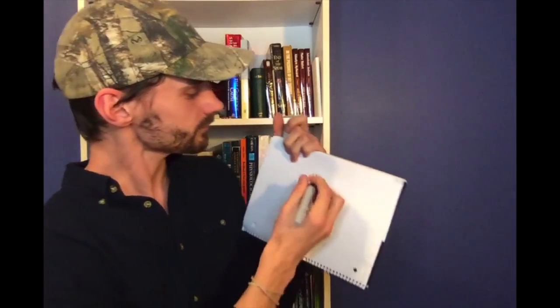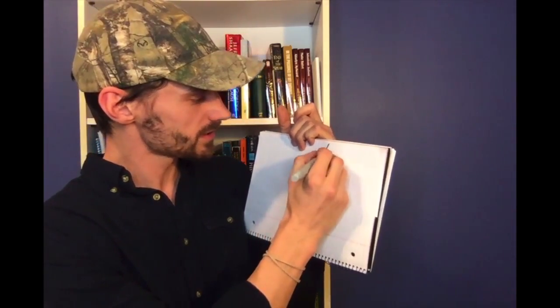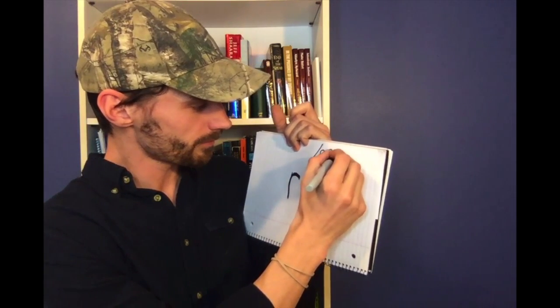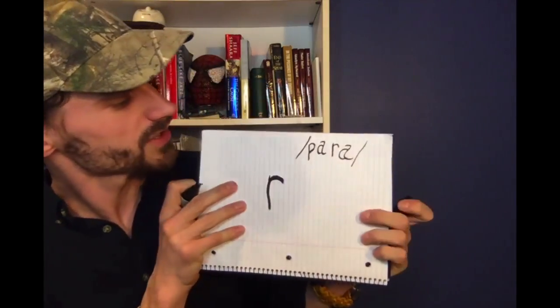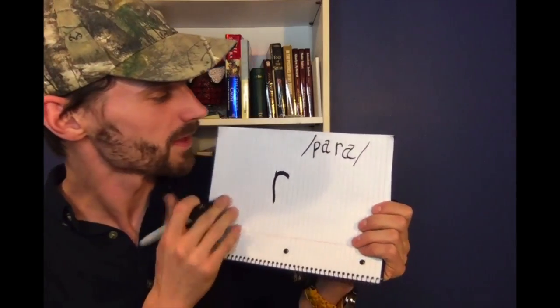And that's exactly what you're trying to produce here with this simple R. So for example, if you want to pronounce the Spanish word para, P-A-R-A, in the IPA, you would spell it out like this. You would spell it out just basically the same way it's spelled in Spanish.